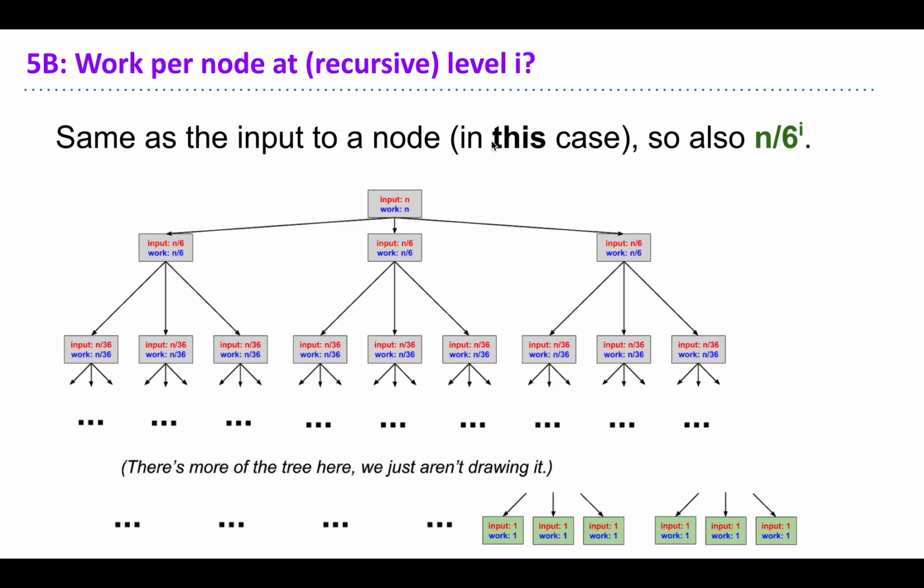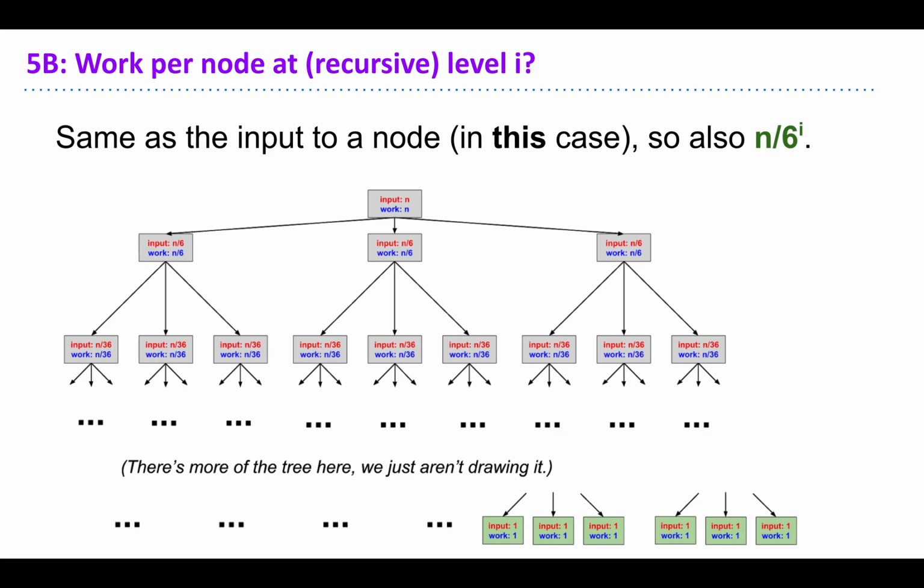It might not always be the case that the work per node is equal to the input. So you have to be careful and make sure that you're actually coming up with an expression for the work. In this case, we can take a shortcut because we're looking at the work and the input, and they're the same. But you might have to do that same process that we did for the input to figure out what the work per node is in general. So on my piece of paper, I would write down n divided by 6 to the I. That's the answer for B.